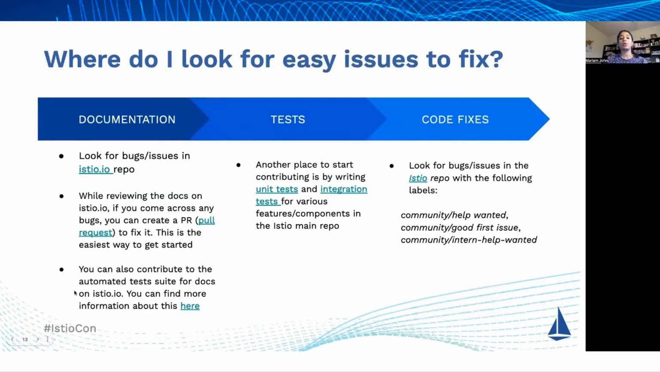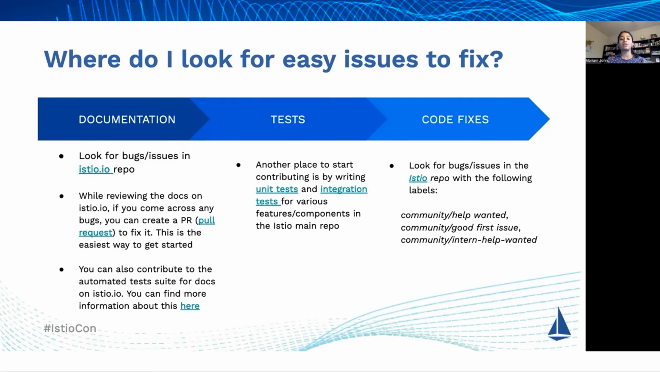One of the frequent questions asked by new contributors to the project is where to look for easy issues to fix. There are a couple of places you can look at to get started. Istio Docs is one of the first places I recommend. Look at the issues section of the istio.io repo or any Istio repos for existing issues you can work on. While going through the docs, if you find any commands that do not work, typos, outdated information, etc., you can create issues for them and fix it.